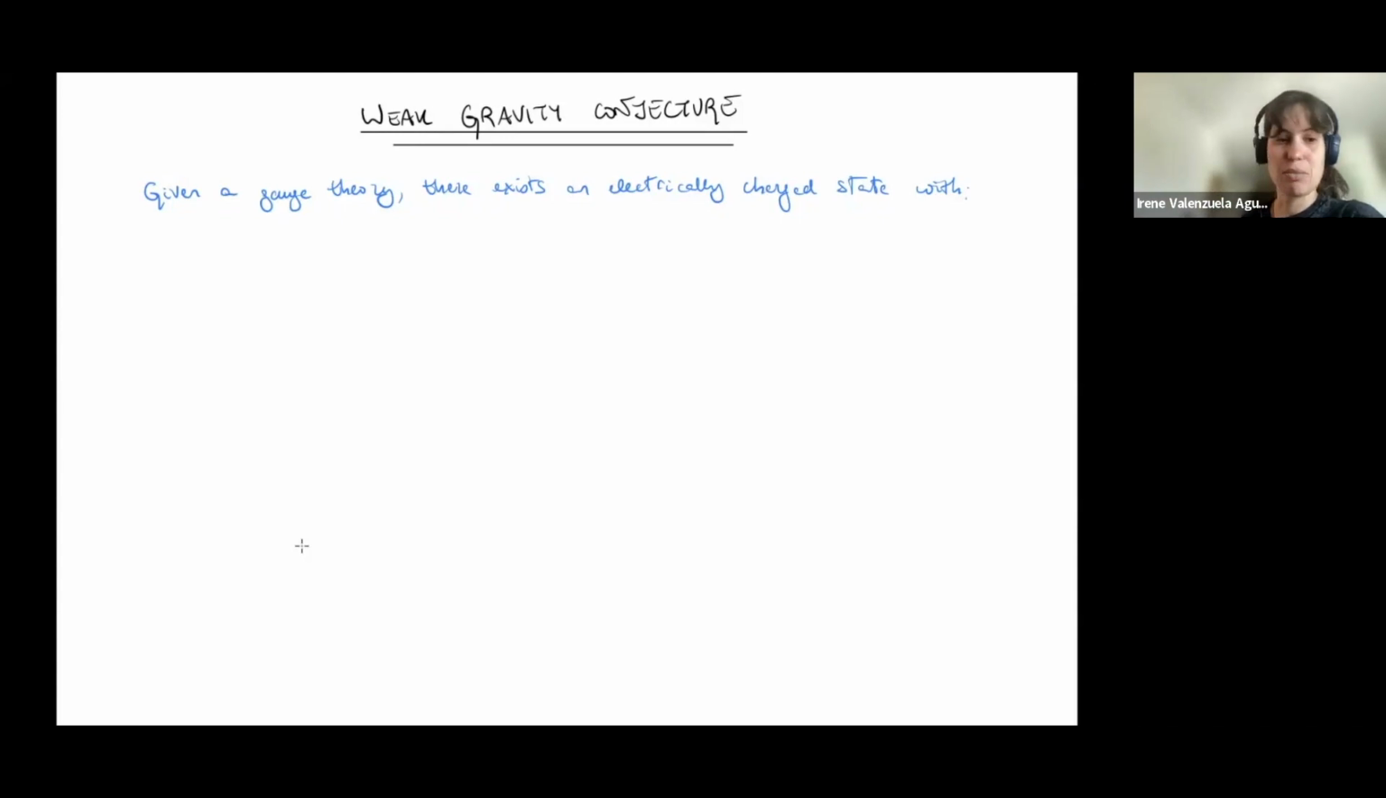Now, the statement, which was actually formulated independently of global symmetries, but now they are correlated, is that given a gauge theory, there must exist some electrically charged state with a charge to mass ratio which is bigger than the charge to mass ratio of an extremal black hole in your theory. So this is some order one number that you can compute depending on what theory you have. And the point is that you need to have some state whose mass is smaller than the charge under the gauge field. So this charge is the physical charge, so it's the quantized charge times the gauge coupling.